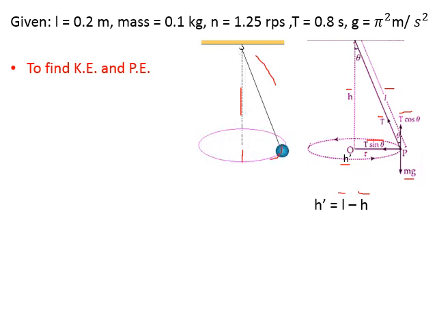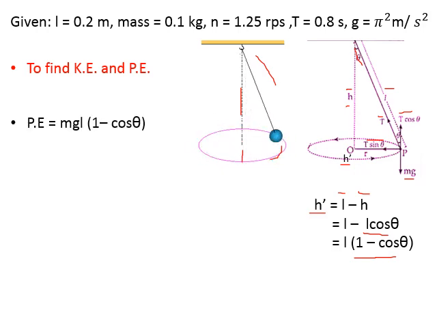Further, this H is nothing but L cos theta. From this right angle triangle, we can say this H is nothing but L cos theta. Let us take this L common. So H dash is L in bracket 1 minus cos theta. So since we have value of this H dash, we can find out potential energy. So finally, potential energy of this conical pendulum is mg into H dash, and H dash is nothing but L into bracket 1 minus cos theta. So this is the formula for potential energy. You can use this directly. You will not show these things when you will solve this problem. For understanding purpose only I have shown this.